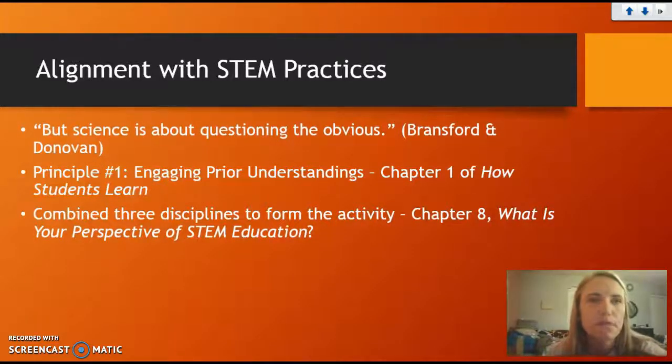This aligns with STEM practices, as Bradford and Donovan stated in Scientific Inquiry and How People Learn, that science is about questioning the obvious. I was a little unsure about allowing my students to conduct this investigation. I thought, is it too obvious and is it too easy? And then I remembered that STEM is about investigation, exploration, and cognitive processes. My students need to be able to take ownership of their inquiry.